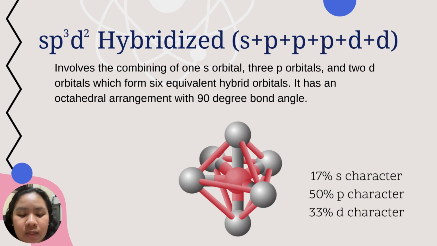Note, in computing the percentage characters, divide the number of energy levels present by the total energy levels present and multiply it by 100.